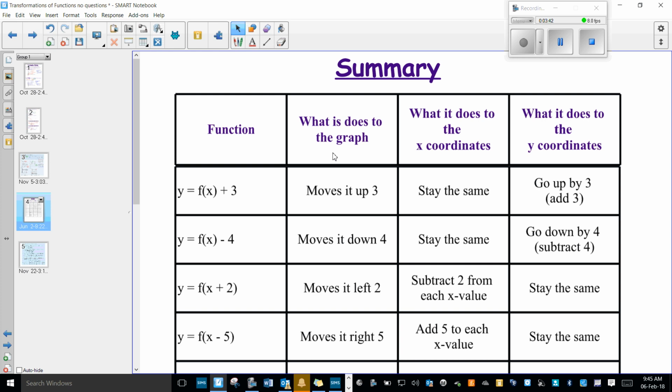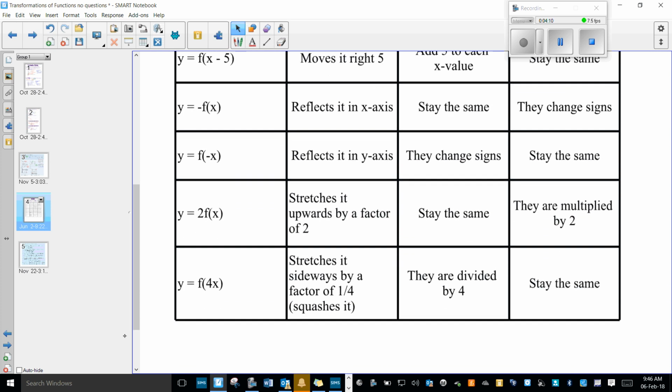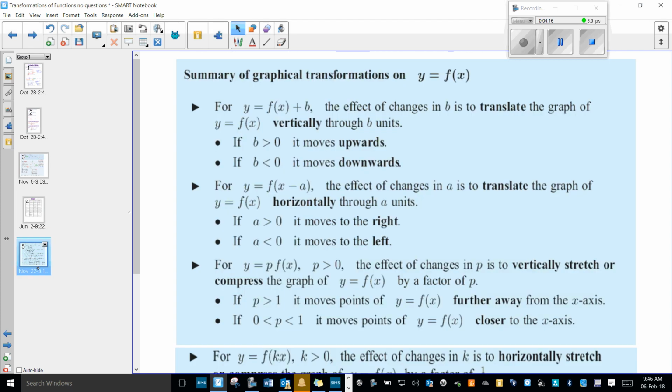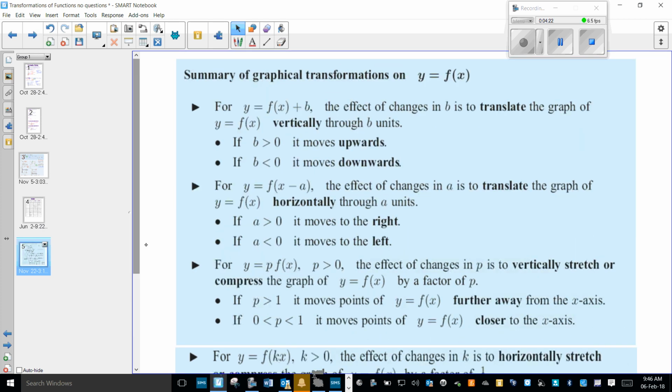Now sometimes they may say, what happens to the coordinate (1, 2) for this function? So you would know the x coordinate would stay the same, but my y coordinate would go up by 3. So the coordinate (1, 2) would become the coordinate (1, 5). Okay, so this is a very useful chart to have and to keep an eye on when we're doing questions. I won't go through each one because you can look at it later. And this is just a summary of graphical transformations. So you can have a look at that as well. We'll be practicing some of those next lesson.